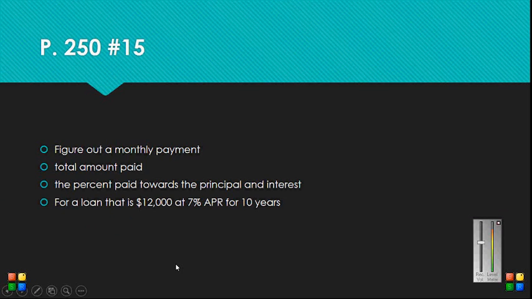The first question is on page 250. We're going to figure out what a monthly payment is, the total amount paid, the percent paid towards the principal, and the interest. This is all for a loan that is $12,000 at a 7% APR for 10 years.